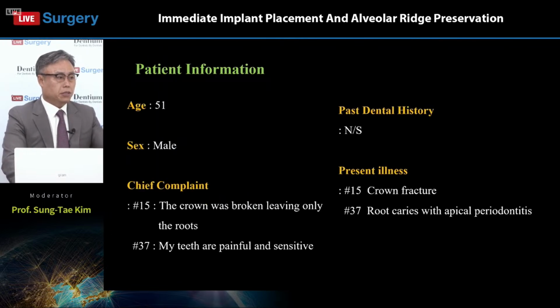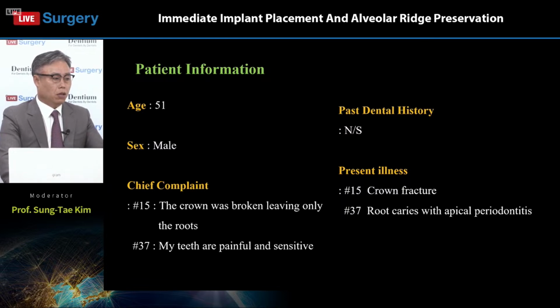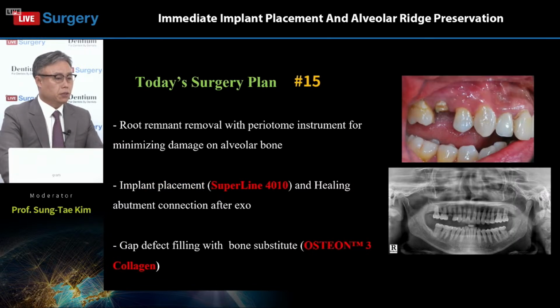Patient information: age is 51 years, male patient, presented to the clinic with the chief complaint of number 15, the crown was broken, leaving only the root, and number 37, my teeth are painful and sensitive. As past dental history, he doesn't have any specific dental history. As present illness, number 15, crown fracture, and number 37, root caries with apical periodontitis. This is the patient's clinical photo and the panoramic radiograph.